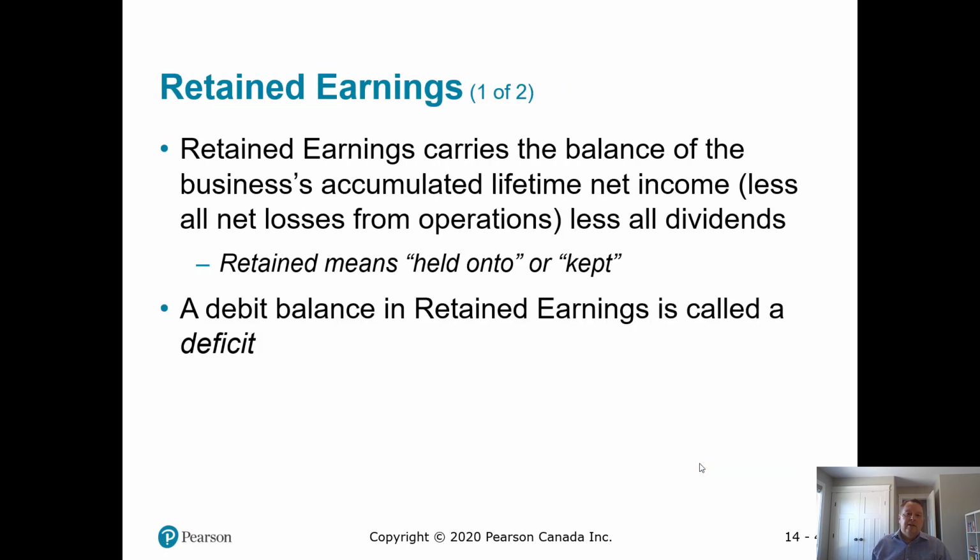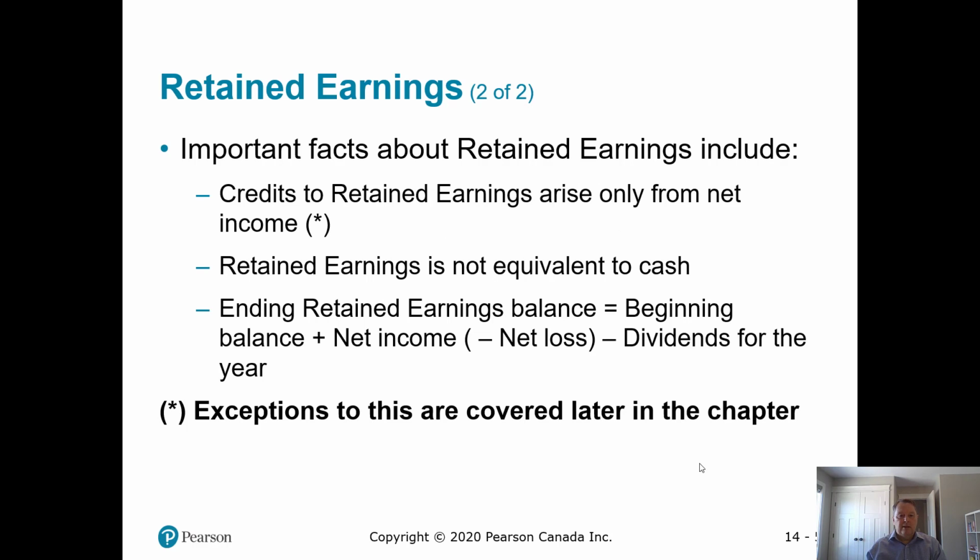Now, retained earnings, just as a definition, carries the balance of the business's accumulated lifetime net income. In other words, how much profit it's had during its life, less any losses from operations, less any dividends. So make a bunch of money and maybe lose a little bit of money and then distribute some profits or some dividends. Whatever's left over is retained earnings. And if you distribute too much or you end up with too many losses, if you end up with a debit balance in retained earnings, that's called deficit.